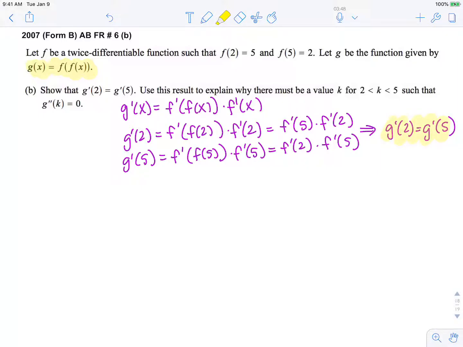Now they want us to use this result to explain why there must be a value for k between 2 and 5 such that g prime of k or g double prime of k equals 0. Anytime you're trying to show that a rate of change is equal to 0, you should be thinking Rolle's theorem. You could also use mean value theorem, but Rolle's theorem is explicitly used for showing that your rate of change is equal to 0 somewhere in the interval.